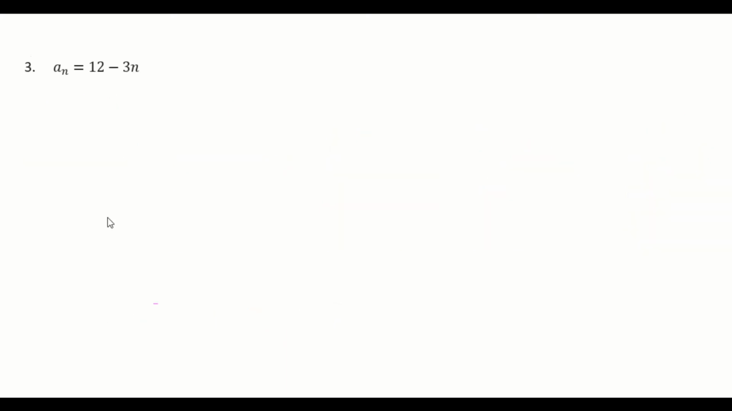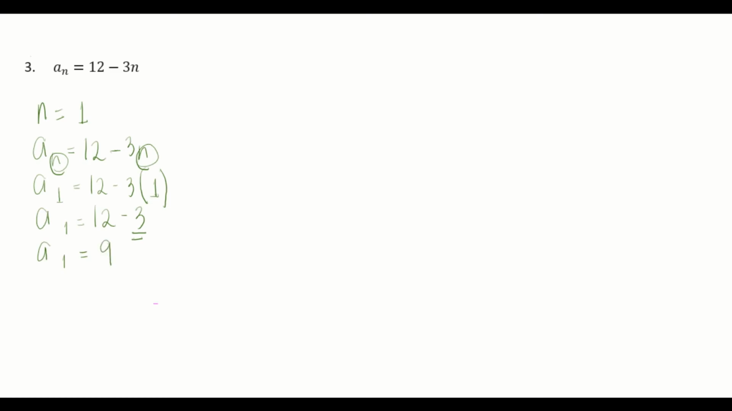For item number 3, we use a sub n equals 12 minus 3 times n. So again, we substitute 1 to our variable n to solve for the first term. We change our variable n to 1. This becomes a sub 1 equals 12 minus 3 times 1. So we have a sub 1 equals 12 minus 3. A sub 1 equals 9 because 12 minus 3 is 9.